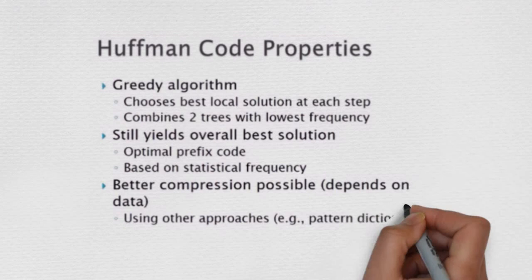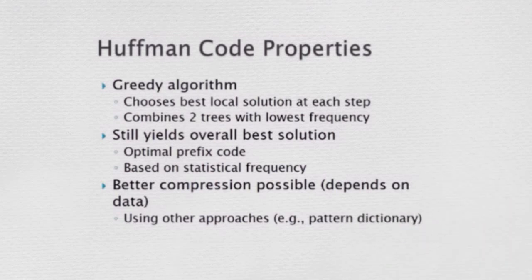Huffman code is a greedy algorithm. That is, it chooses the best local solution at each step and combines two trees with the lowest frequency. It is the overall best solution because of the optimal prefix code as we discussed earlier and is based on statistical frequency. By Huffman code, the best compression is possible.